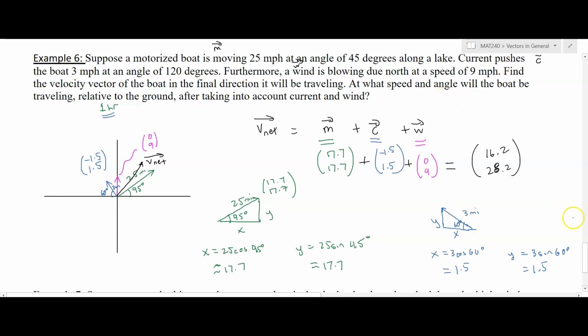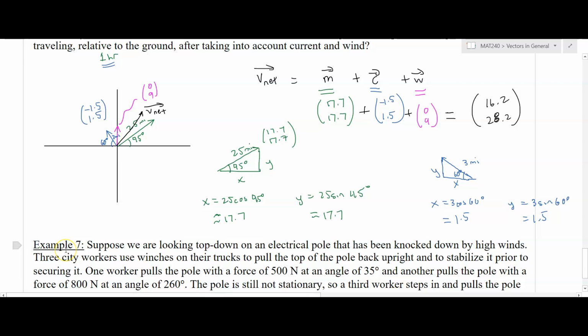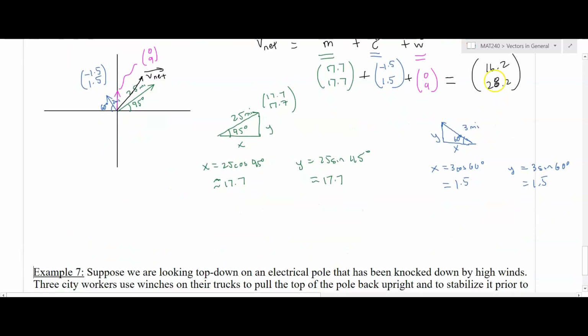At what speed and angle will the boat be traveling? So once again, we have to find the direction and magnitude of this vector here. To answer that final part, we'll go ahead and draw VNet, and this VNet vector we now know is 16.2 miles per hour in the east, 28.2 miles per hour in the north. Again, if we think about it over the course of just 1 hour, we can think about this as 16.2 miles and 28.2 miles.